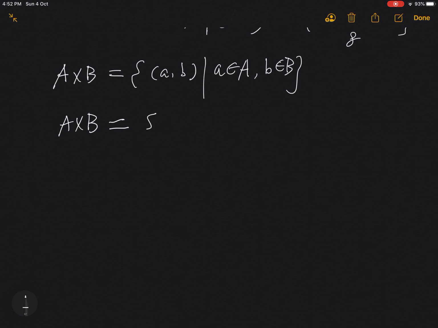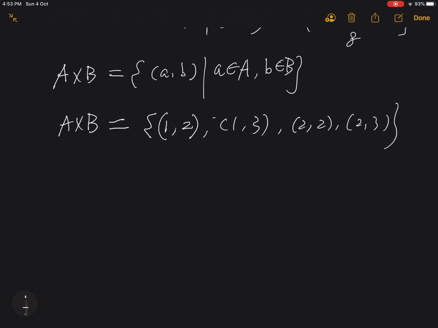is (1, 2), (1, 3), (2, 2), (2, 3). And then after we calculate the Cartesian product, it's similar to use the counting approach to calculate the Cartesian product. It's almost the same.